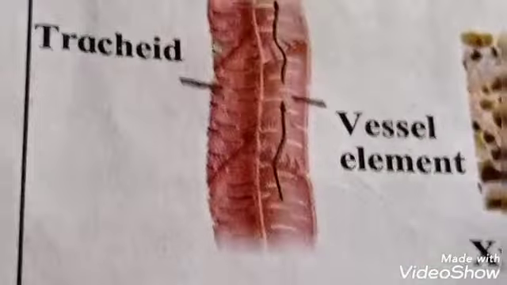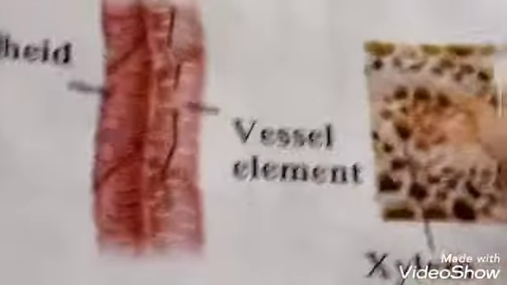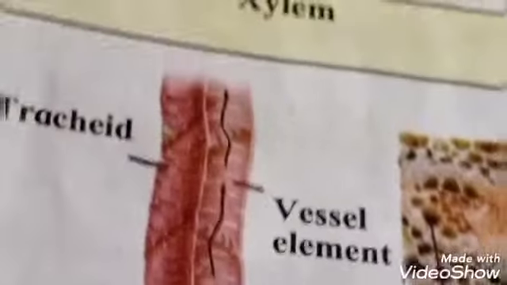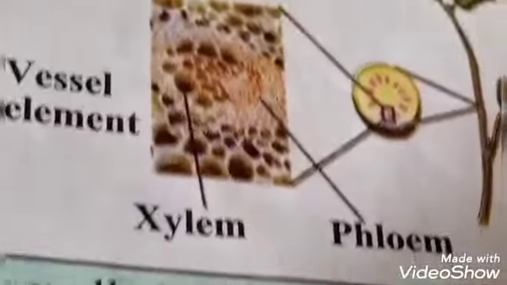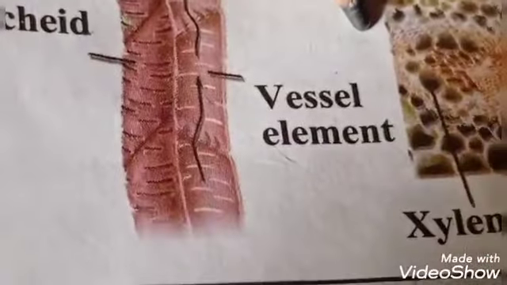Types of complex permanent tissue. जटिल स्थायी ऊती. The first is xylem and second is phloem. जलवाहिन्या and रसवाहिन्या. Xylem.